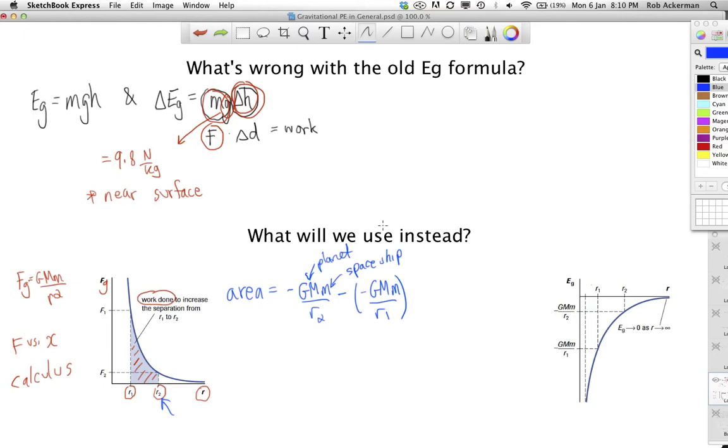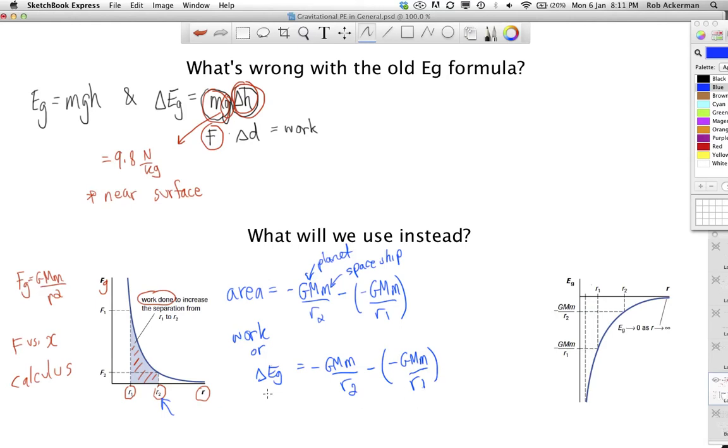You may have to go through the derivation several times to understand how they did it, but it's well worth your time. Having said that, the reason I want to do this is because, as I mentioned, the area is going to be the same as the work done, which is also the same as the delta Eg. So look what this gets me. It gets me delta Eg equals negative G big M little m over the final distance minus negative G big M little m over the initial, or the starting distance.